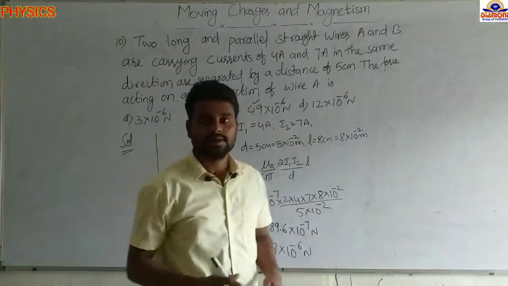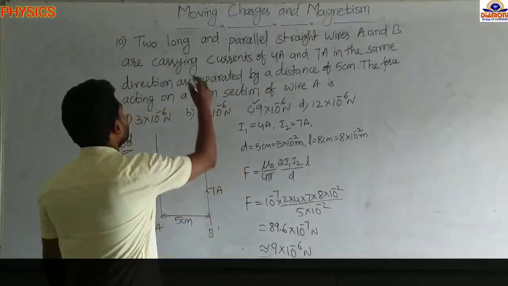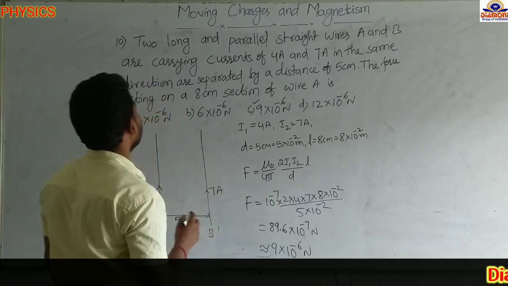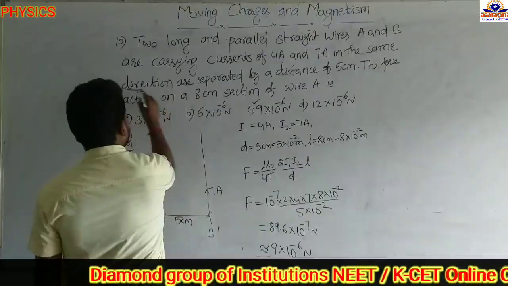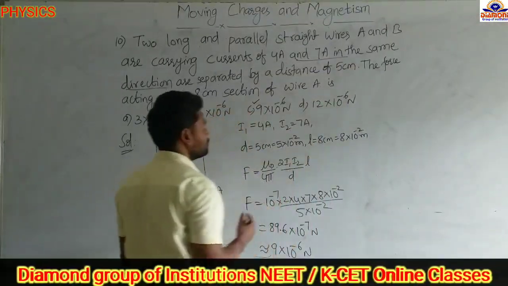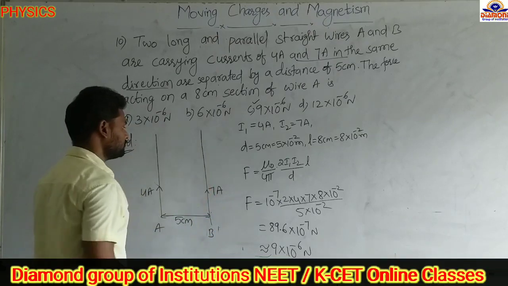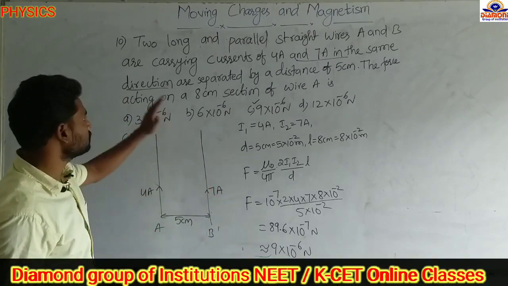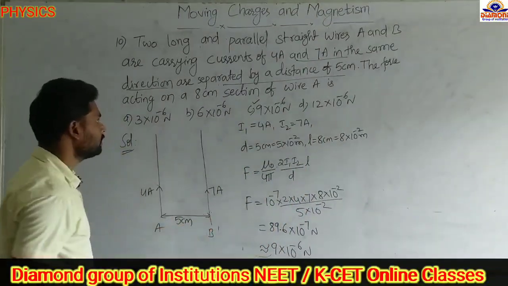Okay, see the next question, the 10th question. Two long and parallel straight wires A and B are carrying currents of 4 amperes and 7 amperes in the same direction. A carries 4 amperes and B carries 7 amperes, both in the same direction. They are separated by a distance of 5 centimeters.